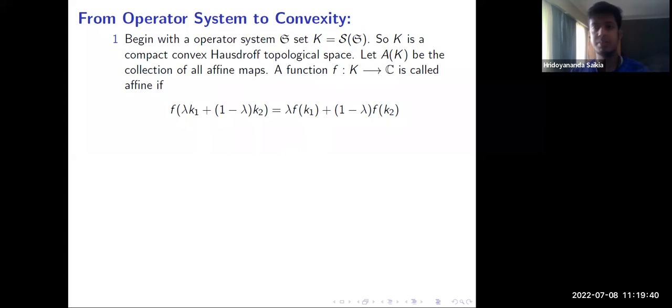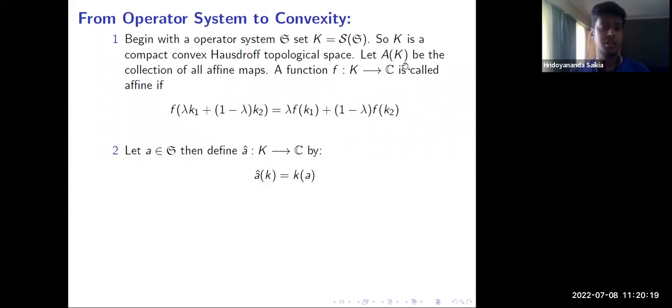For example, I denote by A(K) the set of all affine maps defined on the set K. By affine map, I mean that if f is a function from K to C, and if it satisfies this equality, that means if it respects the convexity of K, then we say that f is an affine function. Then I denote the set of all affine functions by A(K).